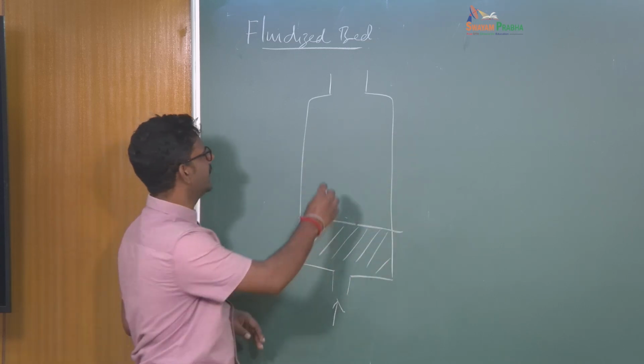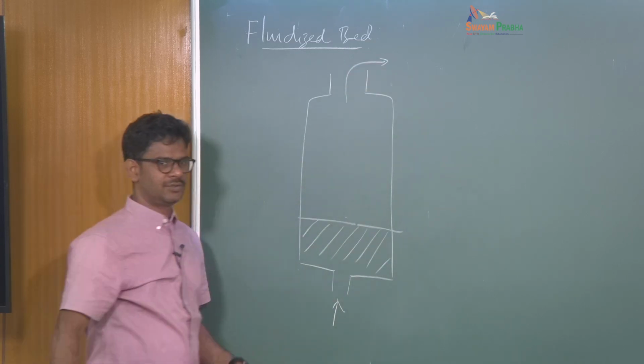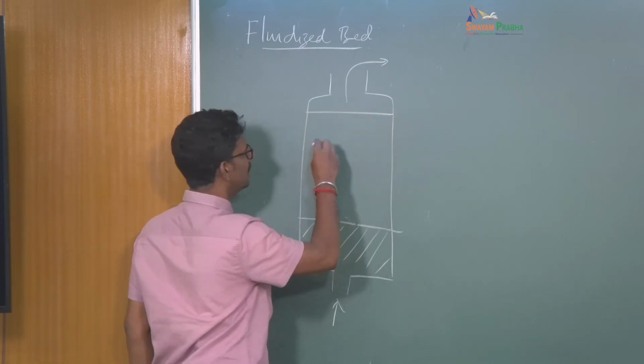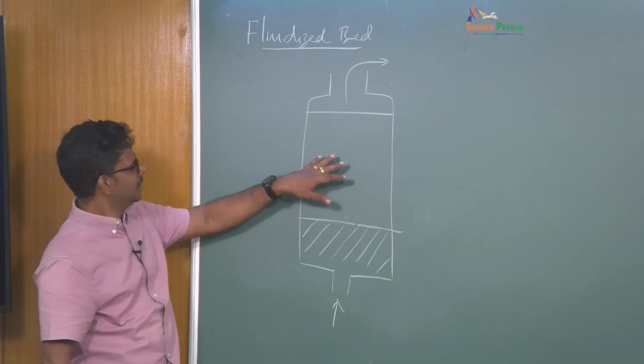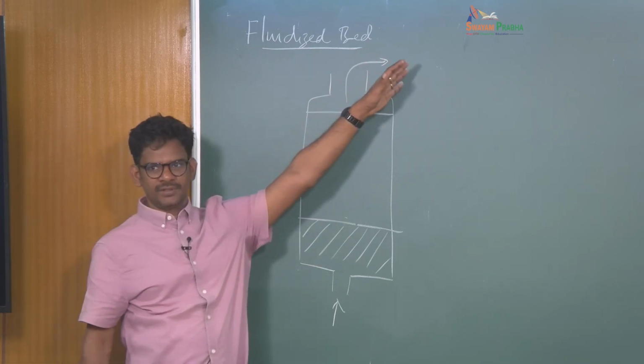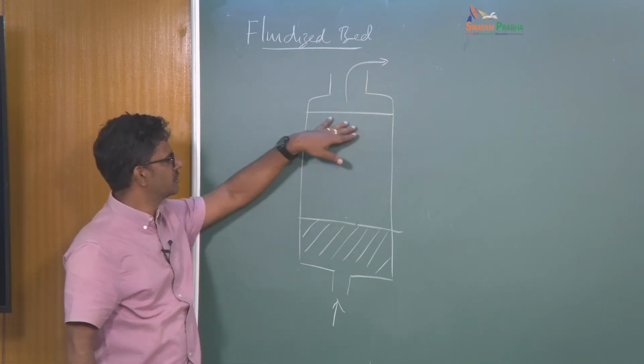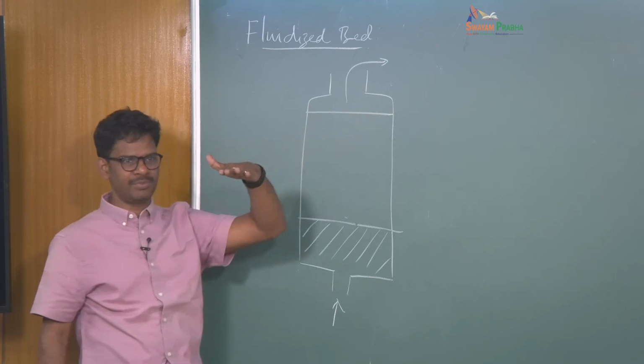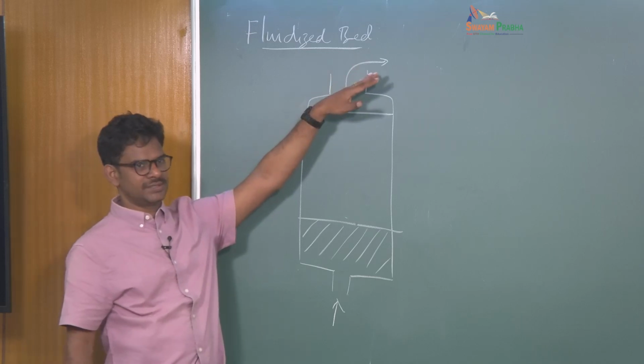The gas gets to the top and leaves, and then you might have some entrainment prevention. You don't want the particles to be carried away in the gas, so you put some sort of a sieve, some sort of an entrainment trap, so that the particles do not cross this and you can keep them.